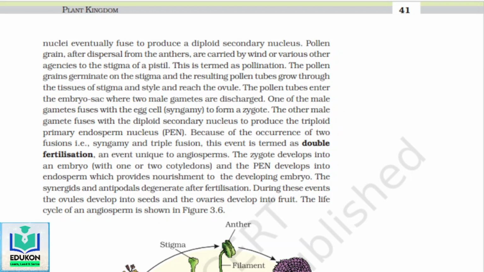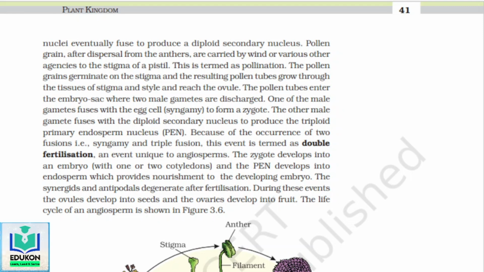Pollen grains after dispersal from the anthers are carried by wind or various other agencies to the stigma of the pistil. This is termed pollination. The pollen grains germinate on the stigma and the resulting pollen tubes grow through the tissues of stigma and style and reach the ovule.